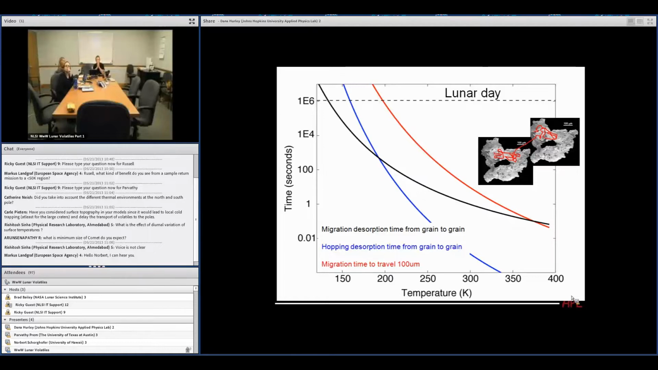You can see that at colder temperatures, the black one happens a little bit faster. But in any case, it has to be very, very cold for the water to be stable on individual grains. Now, what if you have many grains above you? We modeled migration through 100 microns of 1 micron grains.